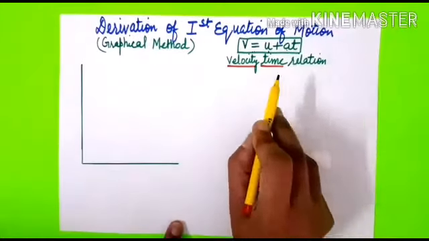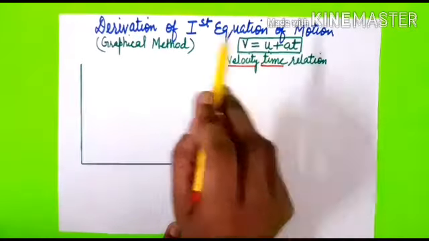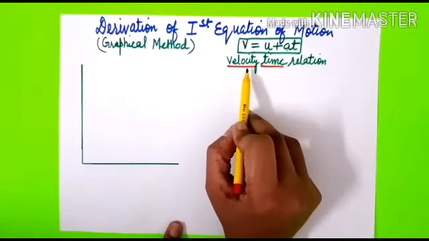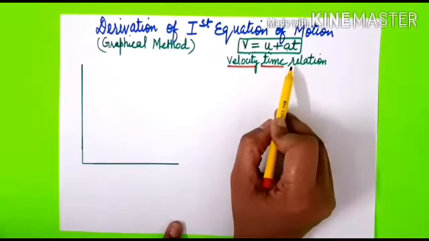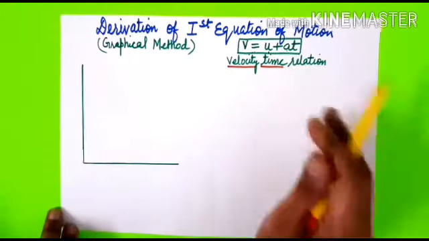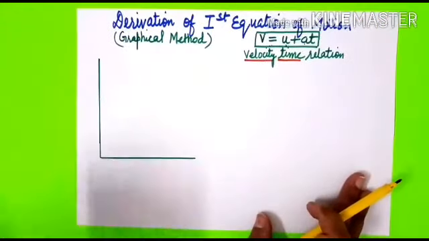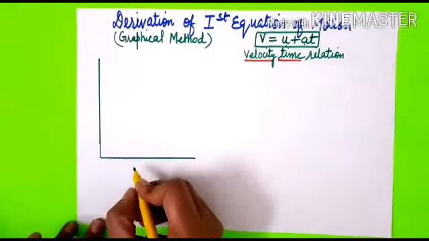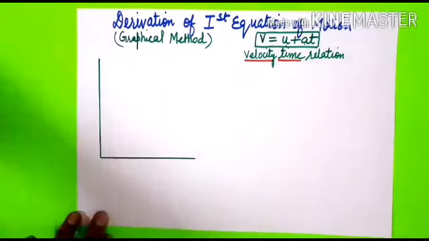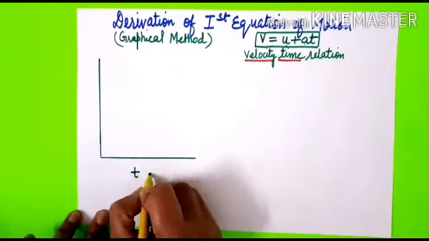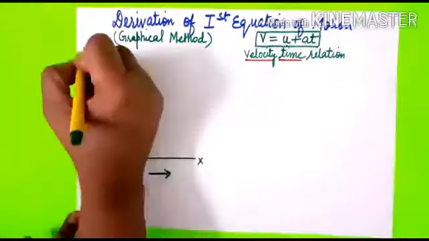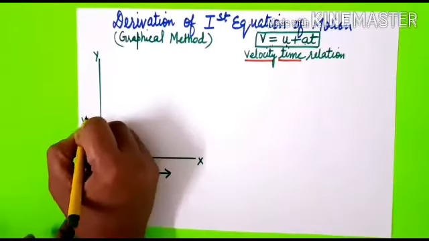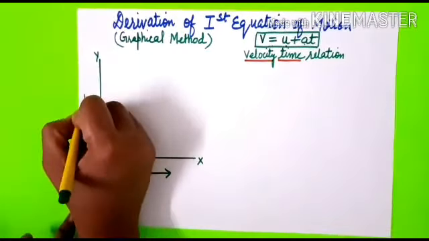So sometimes the question can be asked in your exam that derive the equation of motion which tells about the relationship between velocity and time. So remember this. First we need to draw the graph, the velocity-time graph. And in the velocity-time graph, as you all are aware, time always lies on the x-axis. This is the x-axis and this is the y-axis. So time lies on the x-axis and velocity always lies on the y-axis.